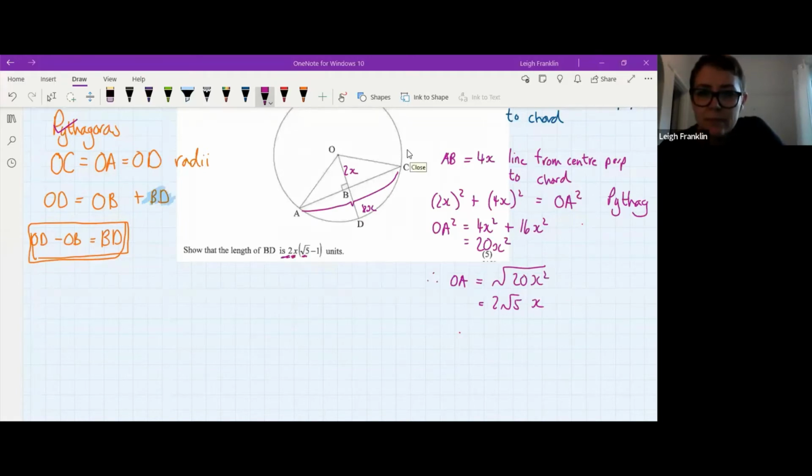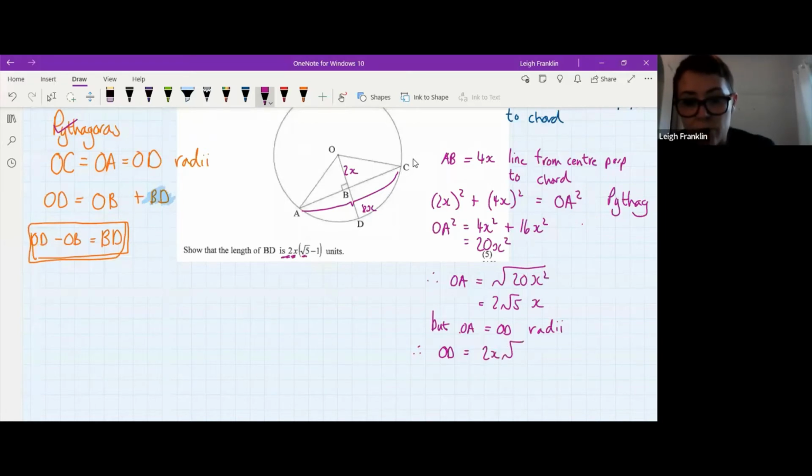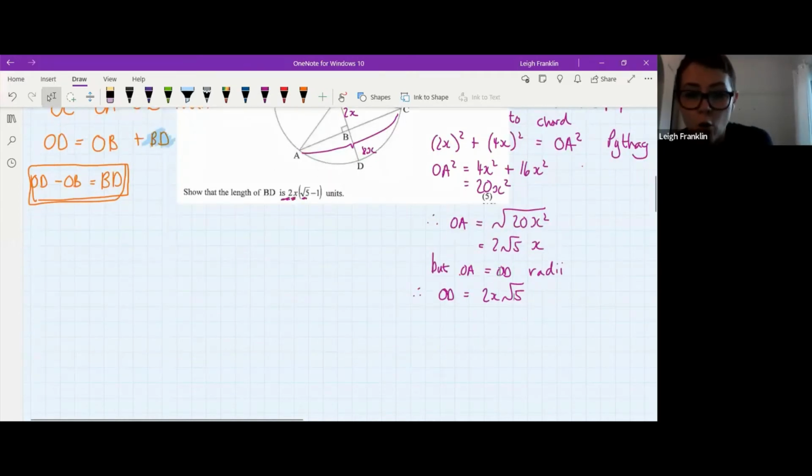So then do we have to state that OD is equal to OA, which is equal to 2 root 5x? Absolutely. So it's making that connection. That's great, Liam. Making that connection between what we know now and where we want to go. All right, lovely. So I quite agree with you. Here we're going to say, OA equals OD because they are radii. So that means that OD is also 2x root 5 units long.